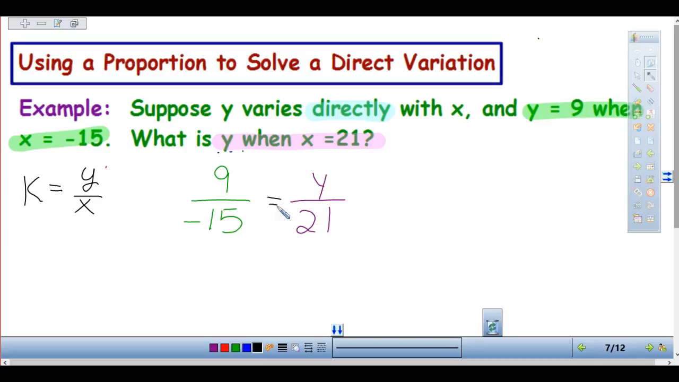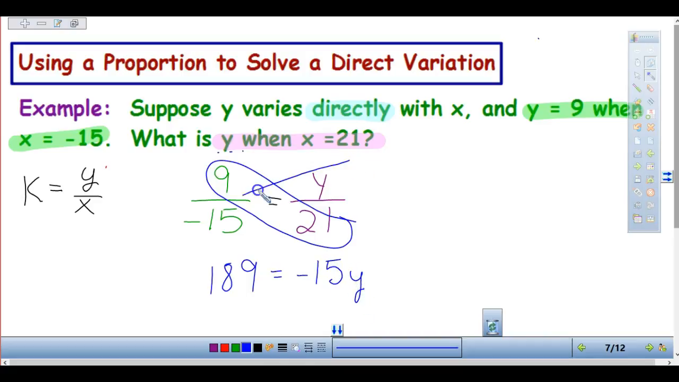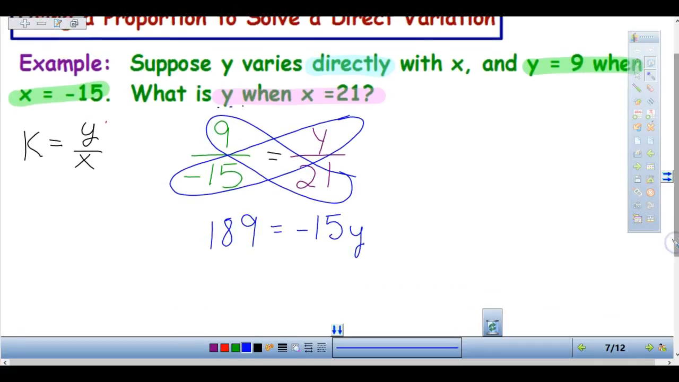Okay, so this is one way to solve it. So let's finish. Okay, so here we're going to cross multiply. So we're going to get 9 times 21. So we're going to get 189 equals negative 15y. So then I'm going to multiply this way. Okay, how do we get y by itself? Divide.